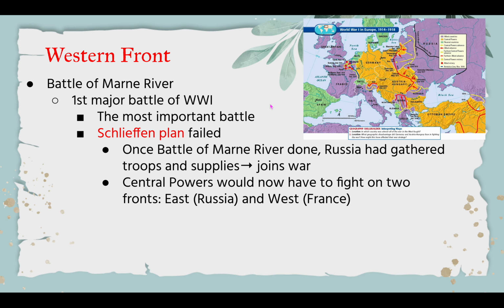All right, so the Battle of the Marne River was the first major battle of World War I. It was also one of the most important battles because it proved that the Schlieffen Plan failed. Once the Battle of the Marne River was done, Russia had gathered their troops and supplies over on the Eastern Front, and they were ready for war. The Central Powers would now have to fight on two fronts, both the east as well as the west.